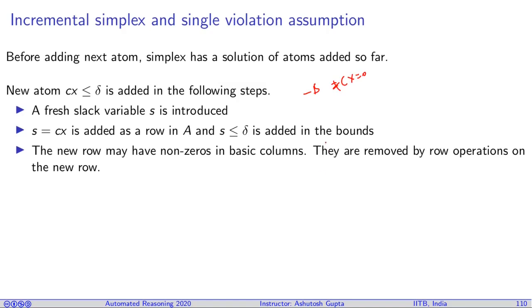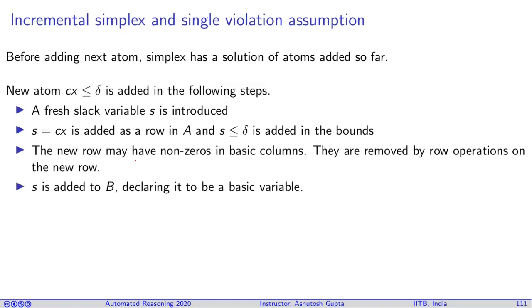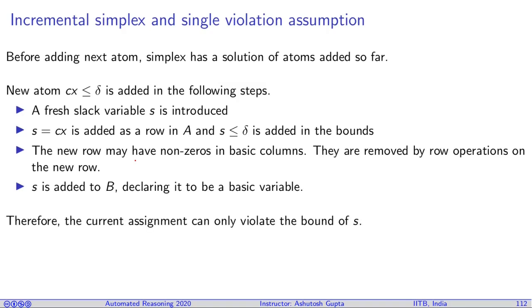Now you may have the problem that some of the x variables are basic variables because of past pivot operations. So you need to do row operations to get rid of those variables. Then s is added to your basic variables, declared a basic variable. After these operations, the matrix is in the normal form as we expect, with potentially a violation of the bounds on s, and then you do the sequence of pivot operations.